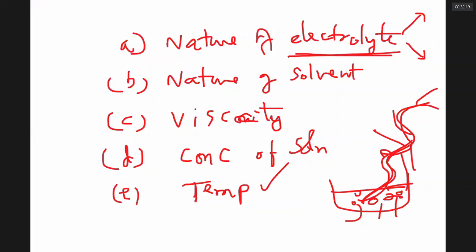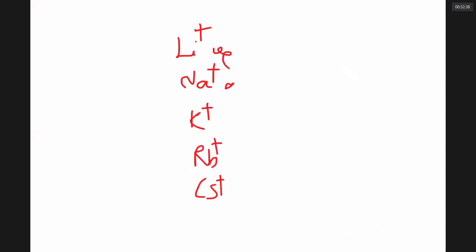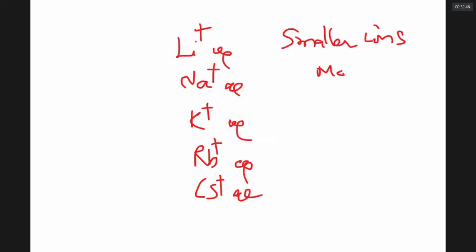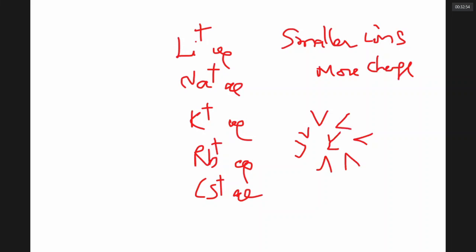Conductance also depends on the size of ions. The size of ions is a very important idea, sir. I would like to say that I take lithium ion, sodium ion, potassium ion, rubidium ion, cesium ion. I am taking different ions in aqueous solution. Very interestingly, the smaller ions which have more charge can readily be surrounded by millions of water molecules. It means they are hydrated.